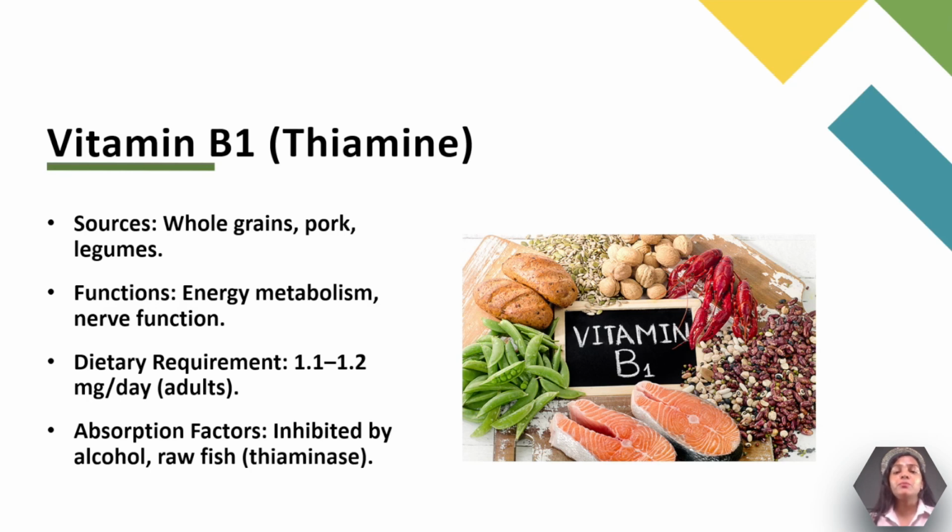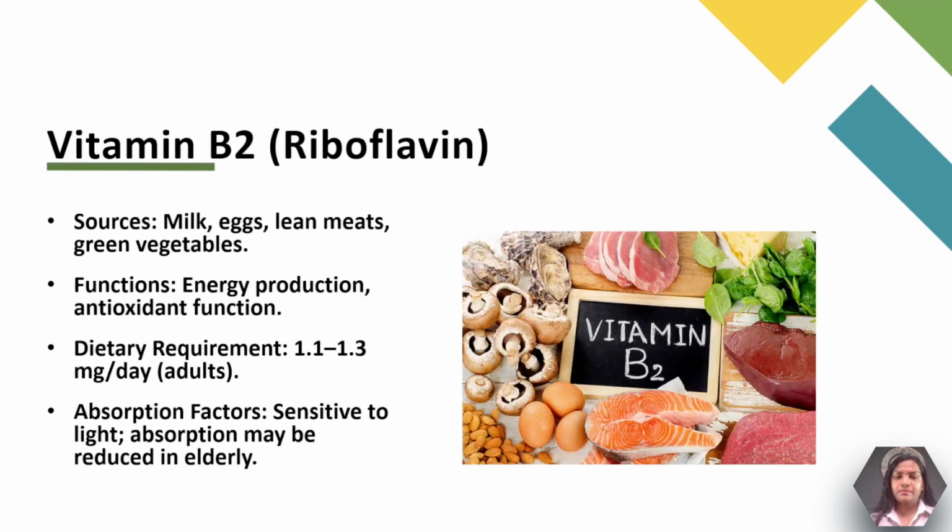the vitamin B1 absorption. Now talking about riboflavin, that is also known as vitamin B2. So the different sources are milk, eggs, lean meats and the green vegetables. Function that is played by vitamin B2 is energy production and antioxidant functions, like it will be ultimately balancing the free radicals in our body. Dietary requirement is 1.1 to 1.3 milligram per day, and absorption factor, it is very sensitive to light.